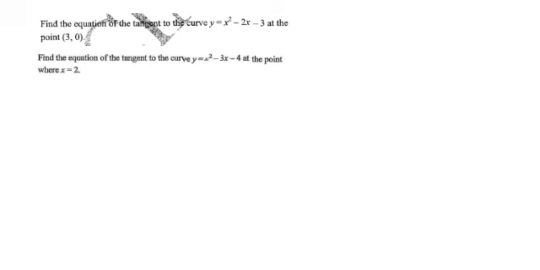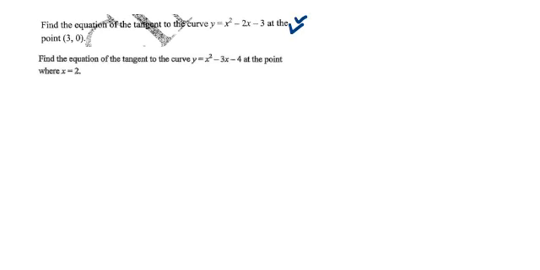For the next question, it's saying find the equation of the tangent to the curve y equals x squared minus 2x minus 3 at the point (3, 0). So when you have an equation in this form, it simply means that you have to use calculus in order for you to come up with the gradient.